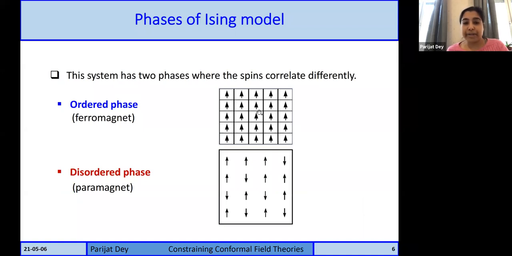So it has ordered phase where all the spins are aligned in the same direction. So this is known as a ferromagnetic phase. And it has also the disordered phase where the spins are randomly oriented. So this is the paramagnetic phase. Now, let's see what happens close to the critical point between these two phases.